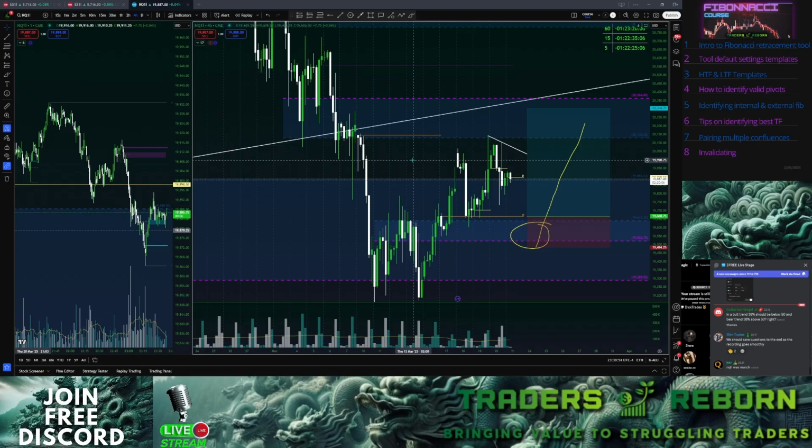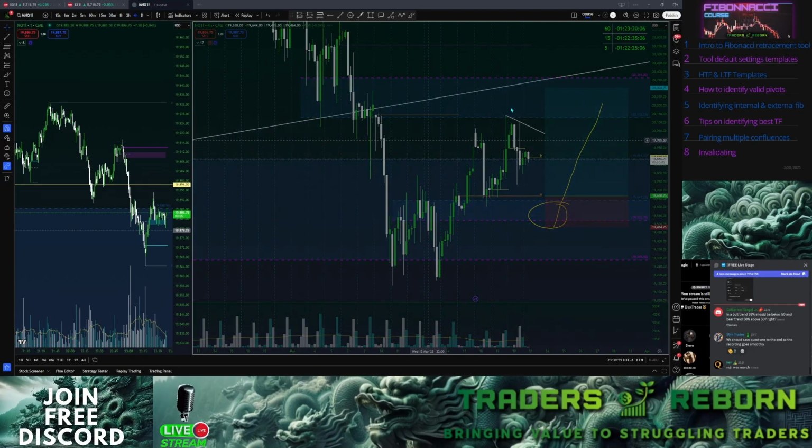But again, this is on the 4 hour time frame. This works the same way in every single time frame. I don't know what's happening.